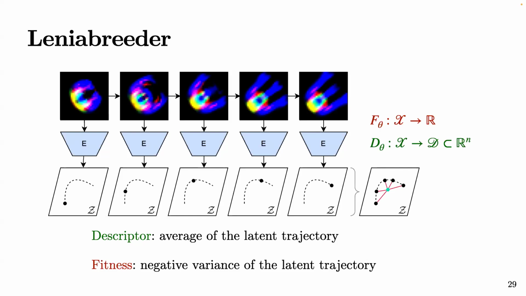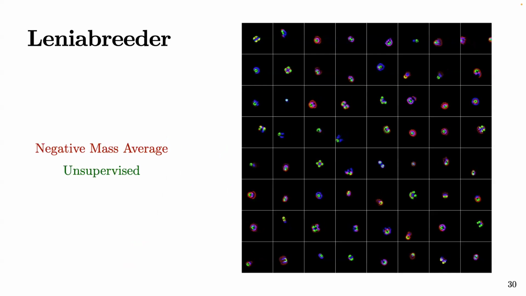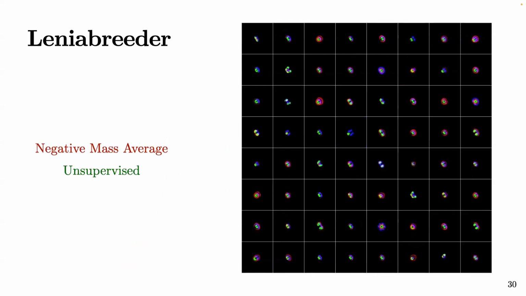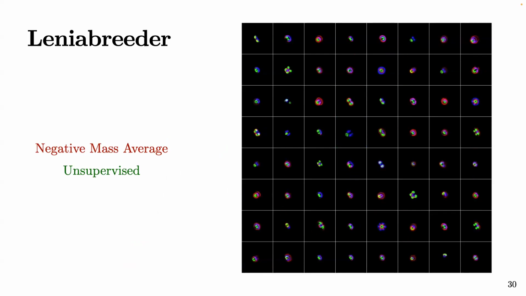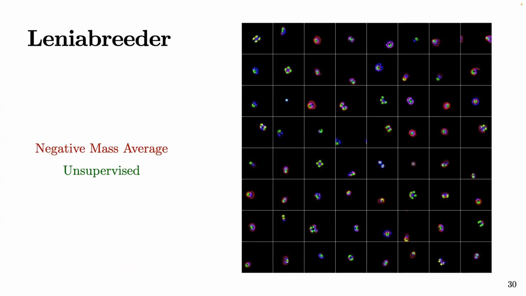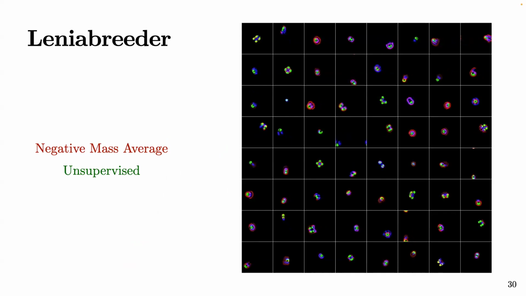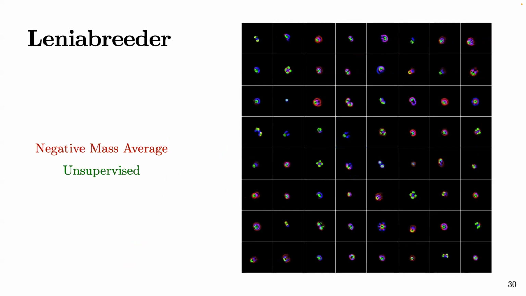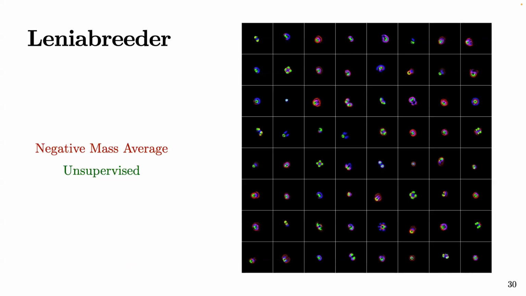So we'll define the fitness and the descriptor. Of course, we don't need to use both these unsupervised functions. You can have a combination. For example, in this experiment, here we optimize for negative mass. So we want tiny individuals, and we use unsupervised descriptor. And you can see that we really have a much broader diversity, encompassing a wide array of shapes, colors, sizes, and locomotion properties. So it's significantly better than Maplet's.